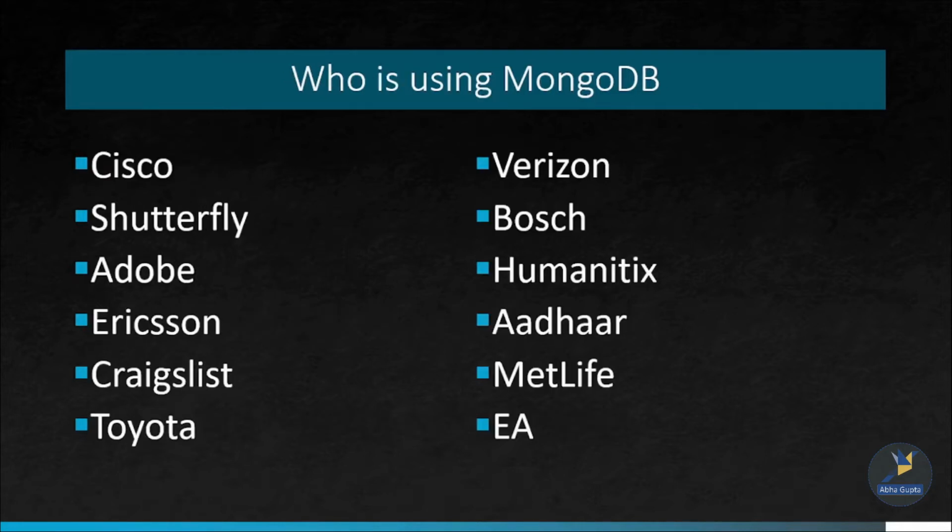So which organizations are using MongoDB? MongoDB has been adopted as backend software by a number of websites and services. To name a few, we have Cisco, Adobe, Craigslist, Bosch, Verizon, Aadhaar, MetLife. This is just a few organizations and companies who are using MongoDB.